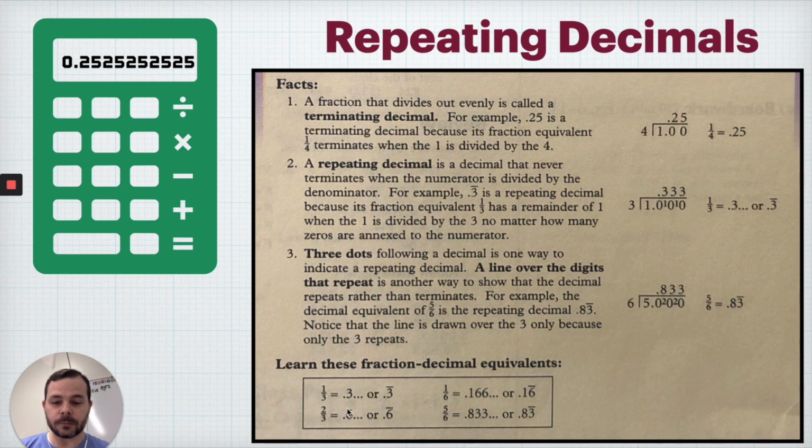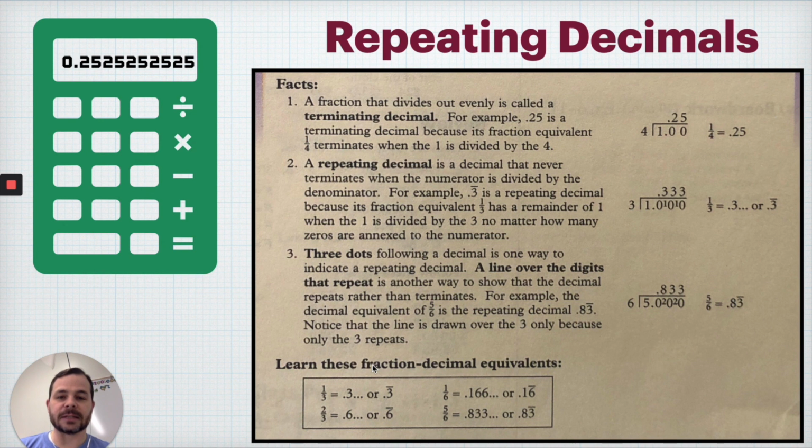Okay? So learn these fraction decimal equivalents right here. So these are the ones you're going to be worrying about or wanting to know offhand. So 1/3 equals 0.3 repeating. 2/3 equals 0.6 repeating. 1/6 equals 0.16 and the 6 repeats. And 5/6 is 0.83 and the 3 repeats. Okay?